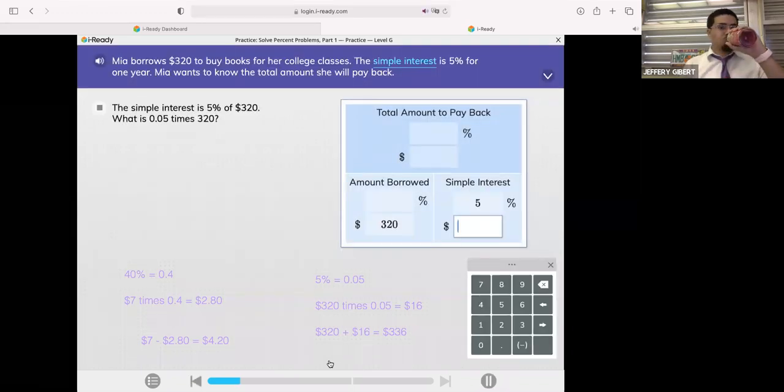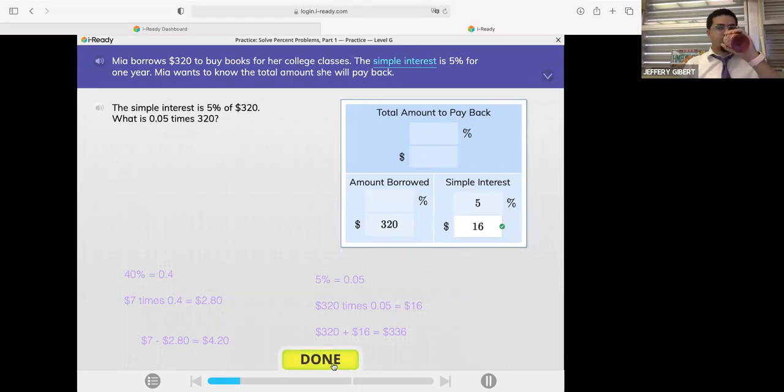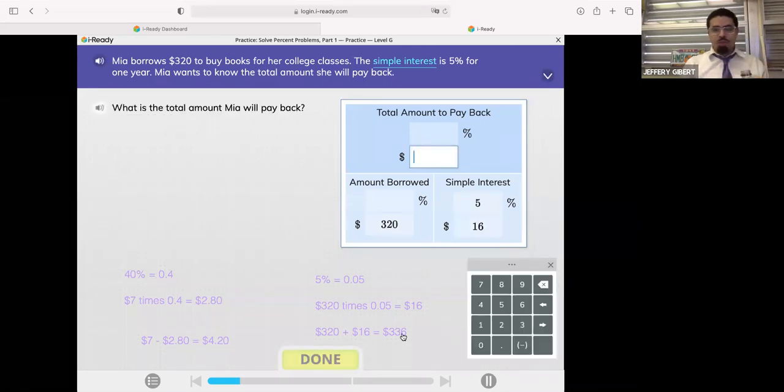The simple interest is 5% of $320. What is 5/100 times 320? All right, so it's the same stuff Gene just did. This was 16. What is the total amount Mia will pay back? And this one was 336.